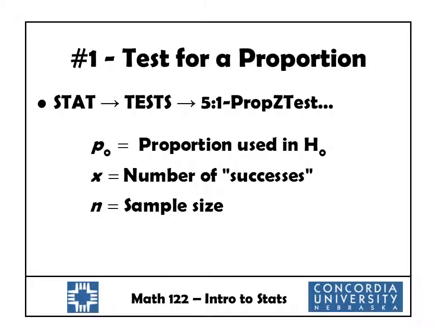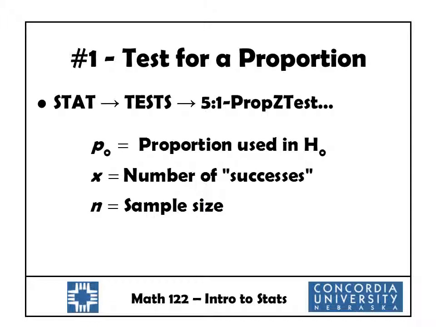Next, I want to review all the different types of hypothesis tests we've done. We've talked about 10 different ones. These are all summarized on that Test 4 review worksheet. I just want to go over them quickly and remind ourselves how to do it and what the calculator commands are. So the first test was a test about a single population proportion.